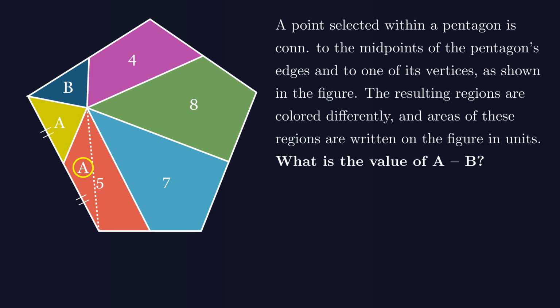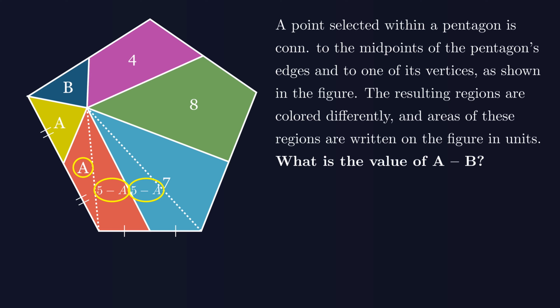If the total area of the red region is 5 square units, then the other red triangle must have an area of 5 minus a square units. Now let's draw a line from the center to the bottom right corner. That side is also split into two equal parts. So the blue triangle also has an area of 5 minus a square units.